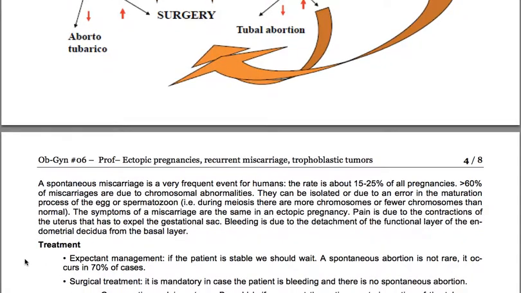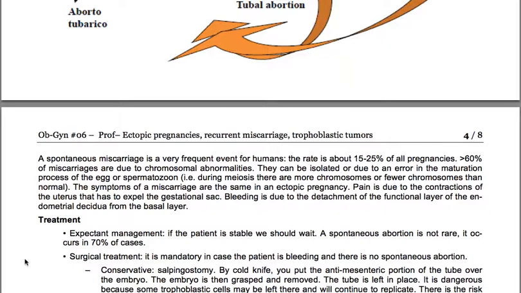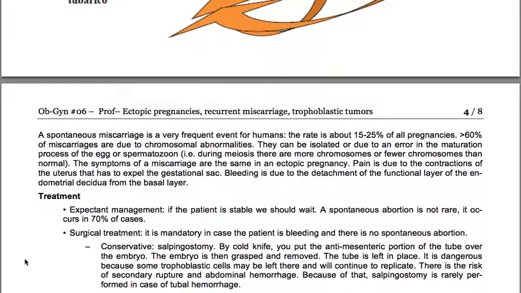So, a spontaneous miscarriage is a very frequent event for humans. The rate is about 15–25% of all pregnancies. More than 60% of miscarriages are due to chromosomal abnormalities. They can be isolated or due to an error in the maturation process of the egg or spermatozoon.